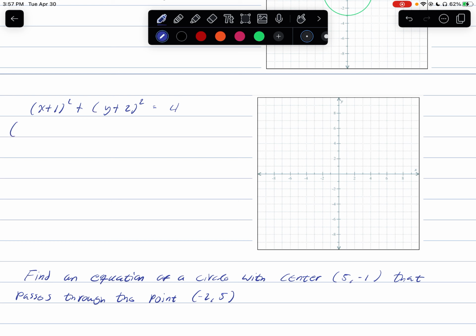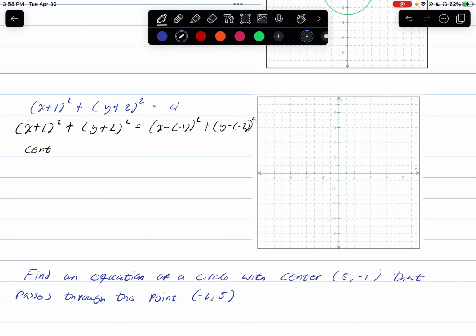So we have x plus 1 squared plus y plus 2 squared. We can rewrite this as x minus negative 1 squared plus y minus negative 2 squared, because remember, if we have minus a negative number, it's the same thing as adding that number. So we can then say that our center is going to be given by negative 1, negative 2.